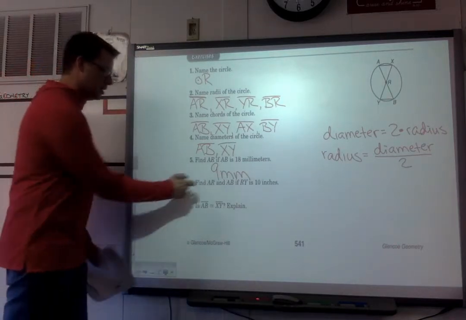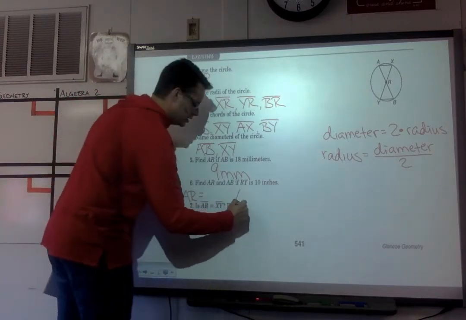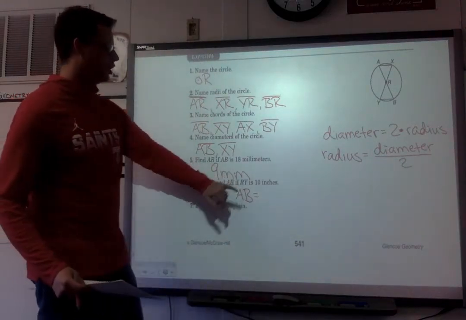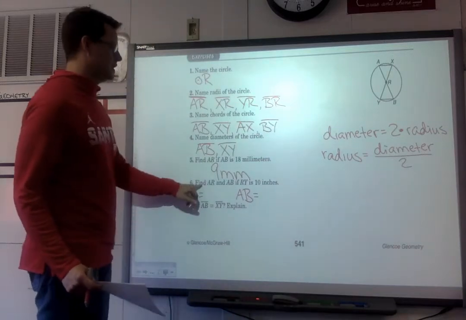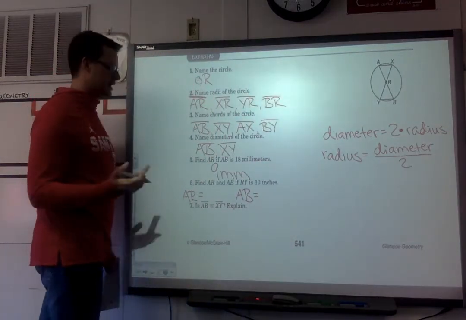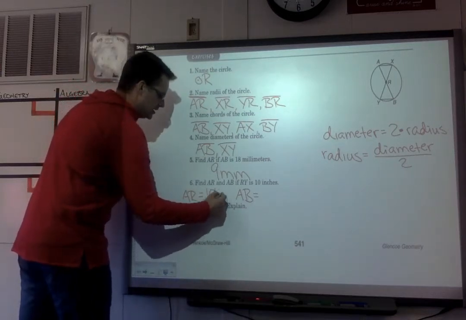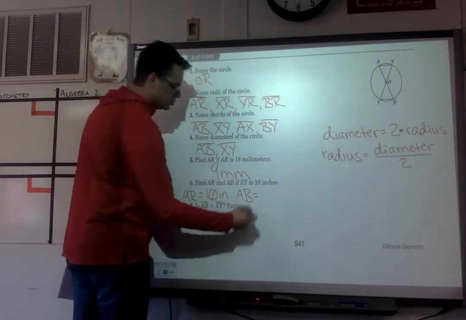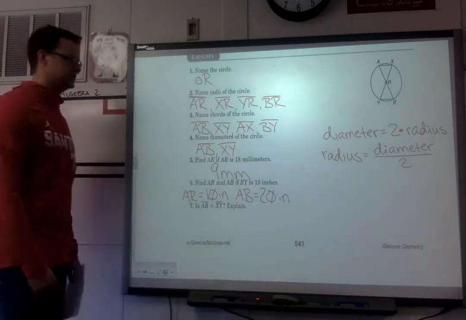Next, find AR and AB. So we need to find AR and AB if RY, so we have a radius of 10 inches. So we need to find AR, which is also a radius. The radii will always be the same. So that'll be 10 inches. Then find AB, which is a diameter. So 2 times the radius, which would be 20 inches.